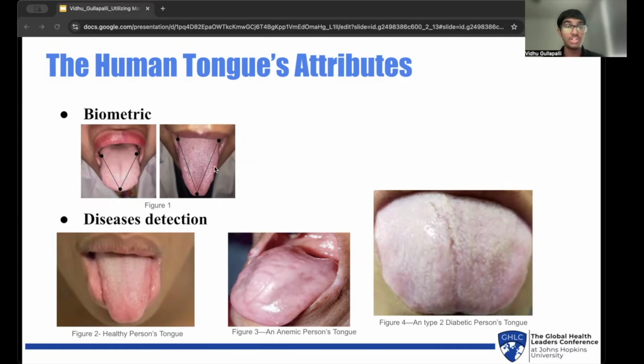For example, figure 2 is an image of a healthy person's tongue, but as one is impacted by anemia, the tongue tends to become smoother due to the loss of papillae, which are small bumps on the tongue whose function is to house taste buds, as showcased in figure 3. Additionally, when a person contracts type 2 diabetes, the tongue is coated with a yellowish layer, as seen in figure 4.